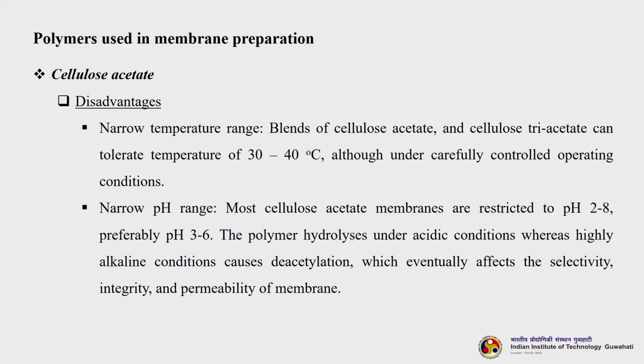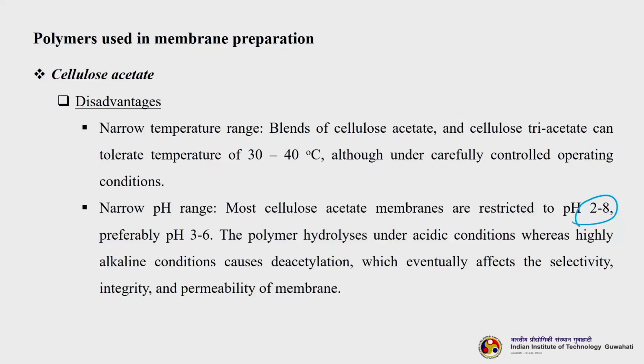The first disadvantage is that it has a narrow temperature range. It cannot withstand higher temperature. The temperature which can be utilized using this membrane is between 30 to 40 degrees centigrade, although under carefully controlled operating conditions, you can go a little beyond that. Another disadvantage is the narrow pH range. Most cellulose acetate membranes are restricted to pH 2 to 8 and few can go to 3 to 6, and the polymer hydrolyzes under acidic conditions, whereas highly alkaline conditions cause deacetylation.